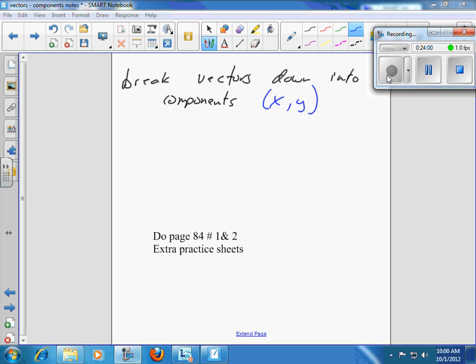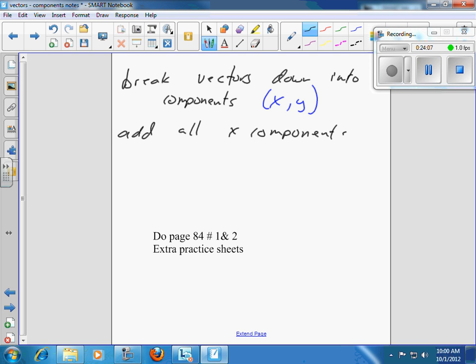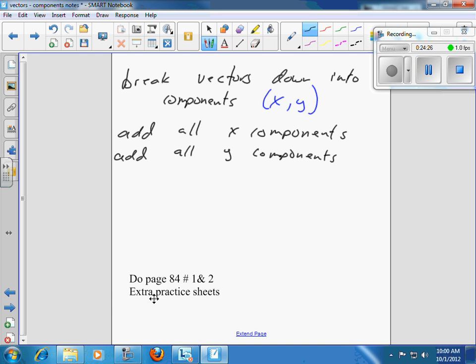Next step, add all X components. Right? Add up all the X components. Next step, add all Y components. If there were Z components, you'd have to do that too. Z's? No. Some foreshadowing for next year when you take 13.146, Introduction to Linear Algebra with Professor Quackenbush. Yeah.